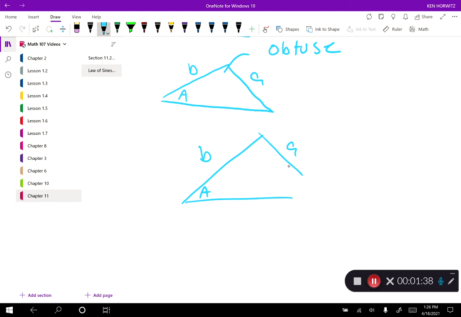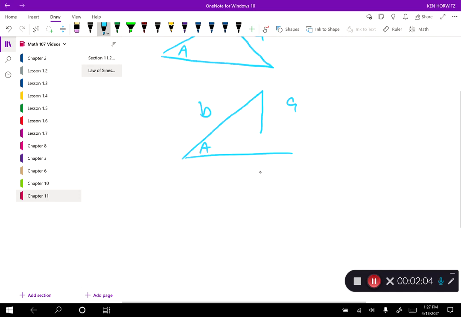I'll make that a little bit better. So with these three possibilities, we need to start out by determining which one we have. Then if we do have a triangle, answering the question. If we don't have a triangle, proving that we don't. So let's just jump right into an example.